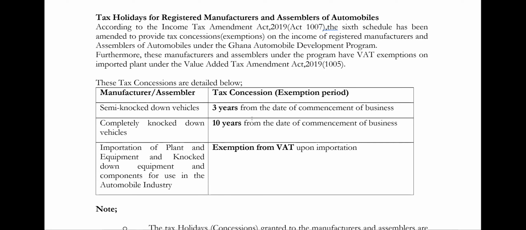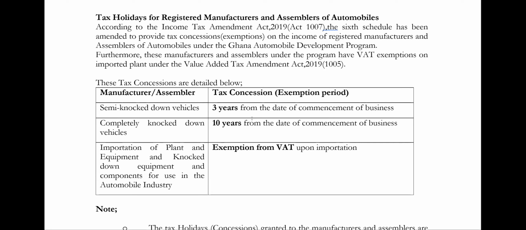And if the vehicles are completely knocked down, that you are now coming to put things on it and make it a full vehicle, it's 10 years from the date you commence business. However, if you were doing semi-knockdown and now you come and do completely knockdown, it's a cumulative exemption, right? 3 years to 10 years. So you're not getting 13 years, but rather 10. You enjoy 10 overall. So if you enjoy your 3 years, you only come and enjoy an additional 7, not 10 years to make it 13, right? So it's a sort of anti-avoidance to stop people from enjoying from 3 to 10. So 3, you just add 7.